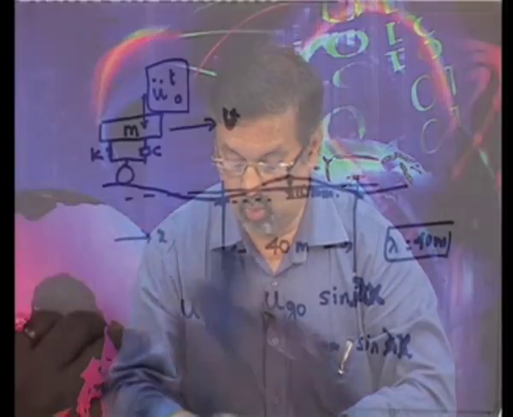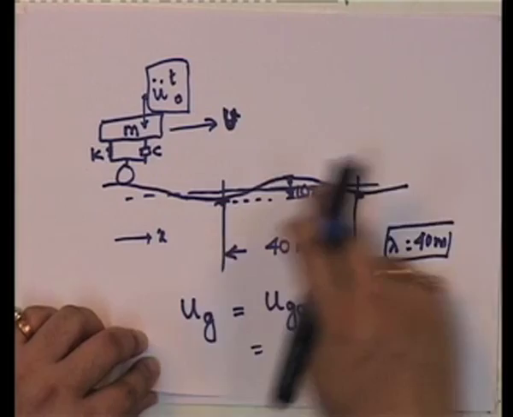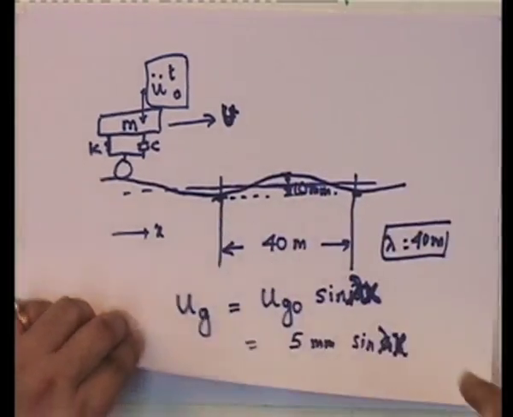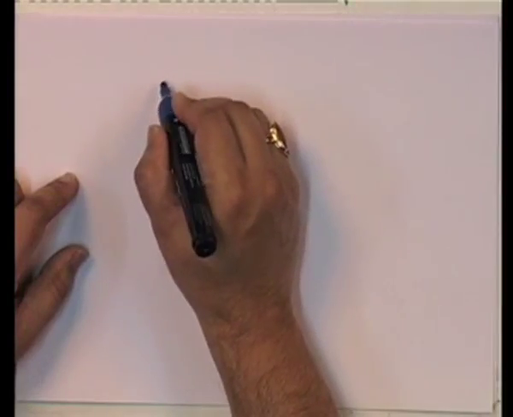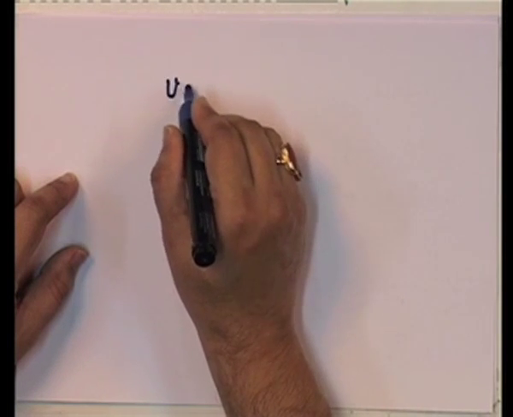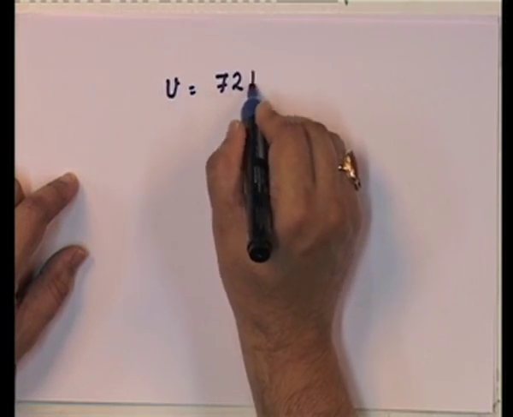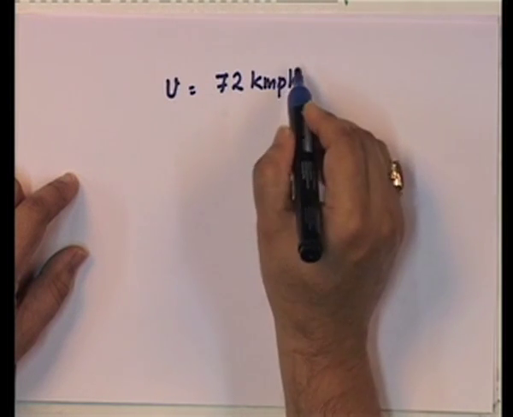So, how do I solve this problem? Well, I have taken this problem and written it as a wave in space. How do I transmit that wave in space into a motion of the wheel? Well, let us look at it. Let us say that this car is moving, the velocity of the car is 72 kilometers per hour.